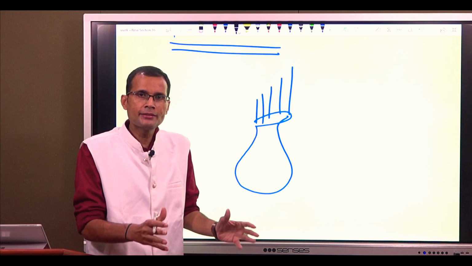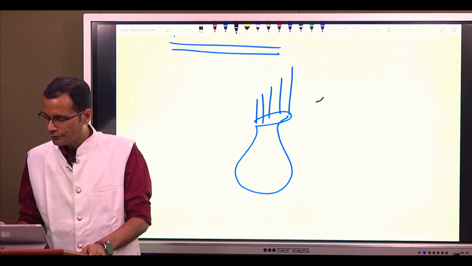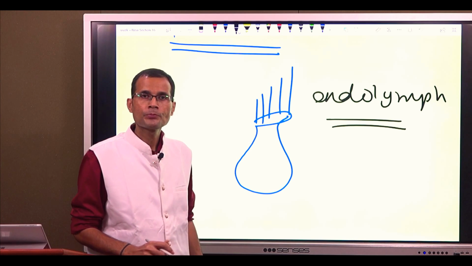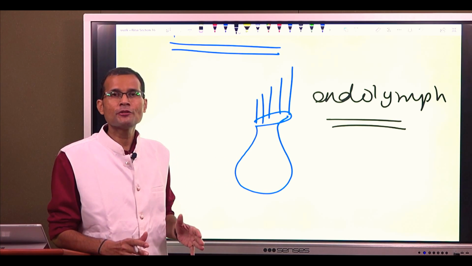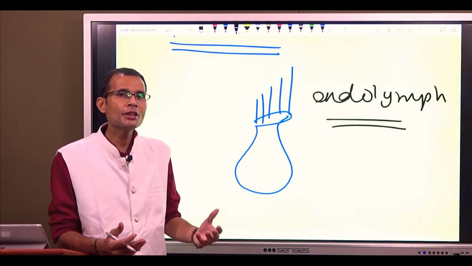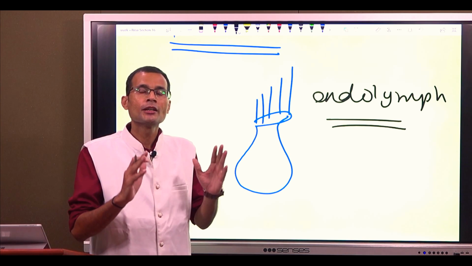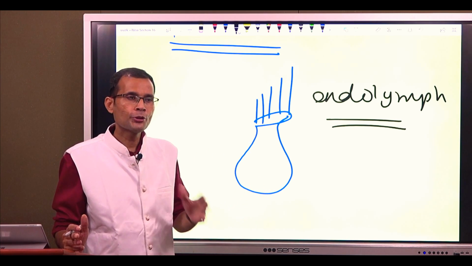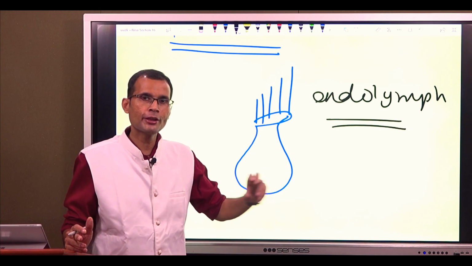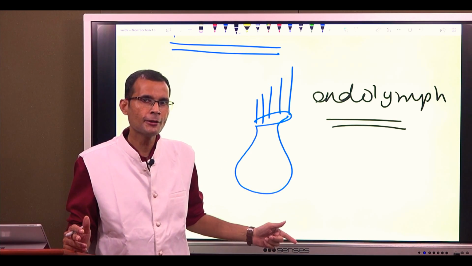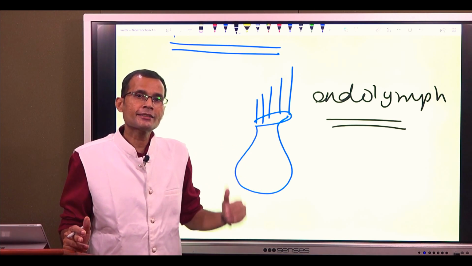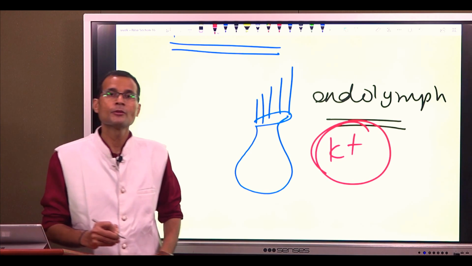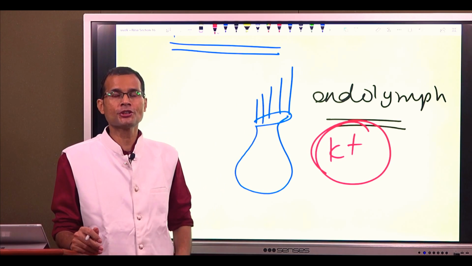The hair cell is bathed in a fluid called endolymph. Endolymph is surrounding the hair cell. And what is the speciality, the uniqueness of endolymph? Endolymph is an extracellular fluid. So it has all the features and concentrations of extracellular fluid, and excess potassium ions, over and above the ECF composition.